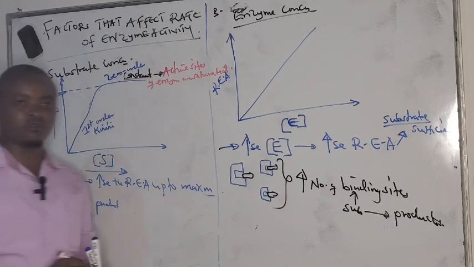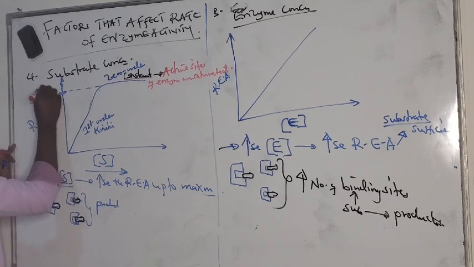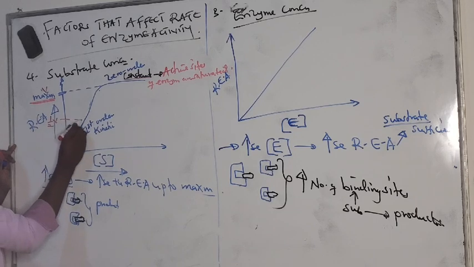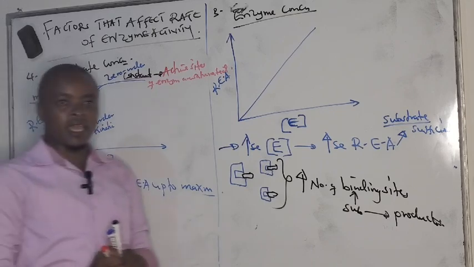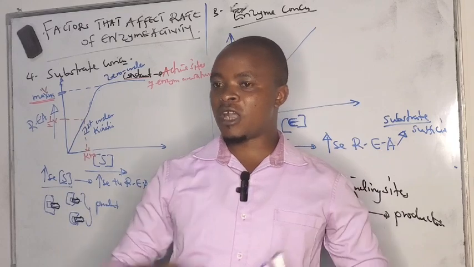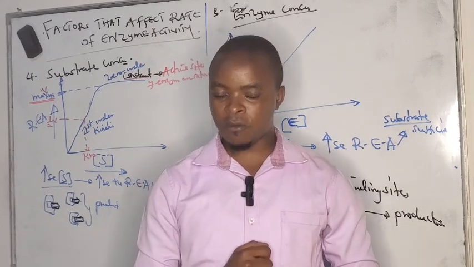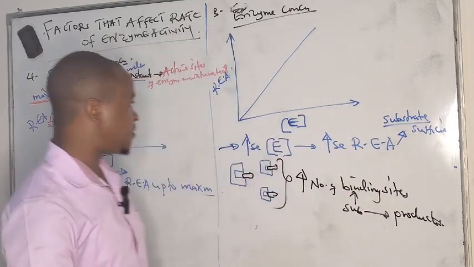Those who are in biochemistry will even tell you that this is the maximum velocity, Vmax. When I get half Vmax, and I extrapolate to the curve and move down here, this is what we call the Michaelis-Menten constant, Km, which is half Vmax, or half maximum enzyme activity. That is how substrate concentration affects the rate of enzyme activity.